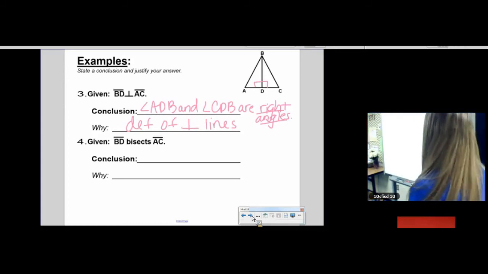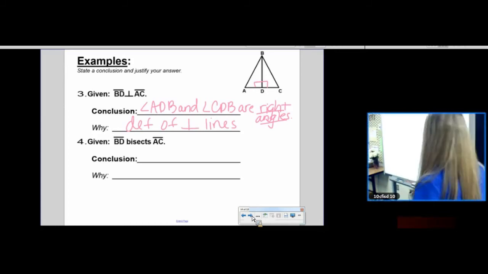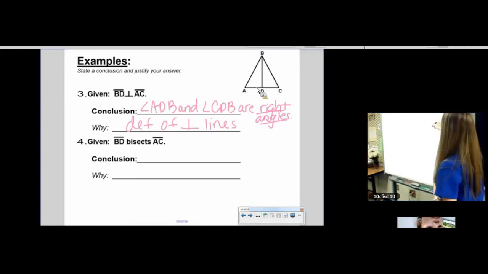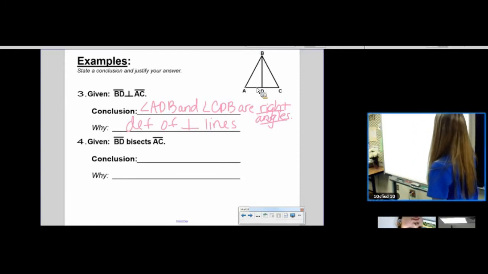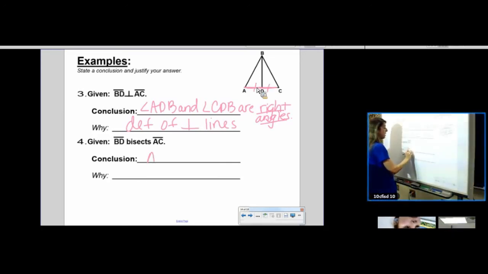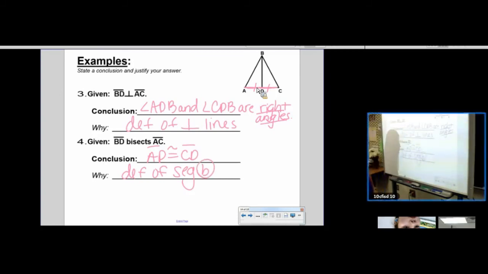Okay, next one. Given BD bisects AC, if I had that information, I would go to my picture. AC just got bisected, so I would add tick marks. Those tick marks are really communicating that segment AD is congruent to segment CD. And what's the reason? Definition of segment bisector.